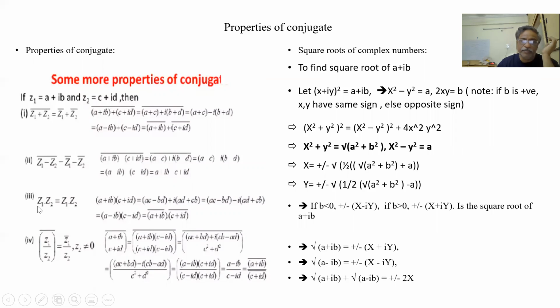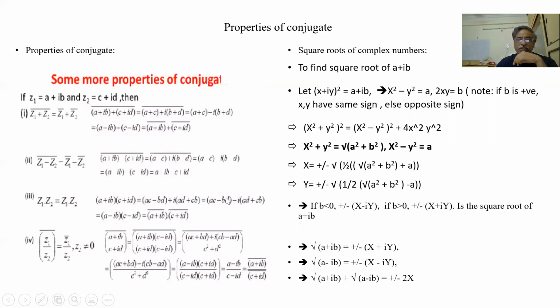Let us see. I am multiplying a + ib into c + id, that is z1 z2. So what am I getting? ac minus bd, because bd into i², and i² is minus. So ac minus bd plus i into (ad + cb). The conjugate of this becomes minus, that is the conjugate. So what is this one?